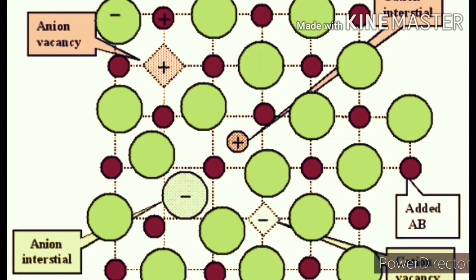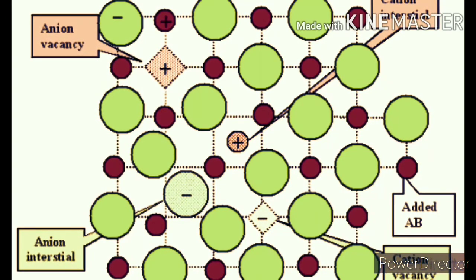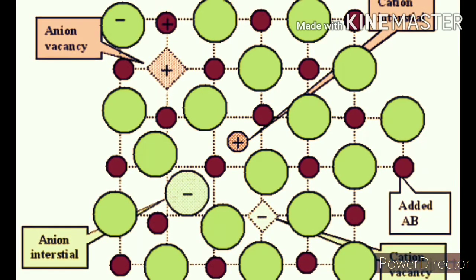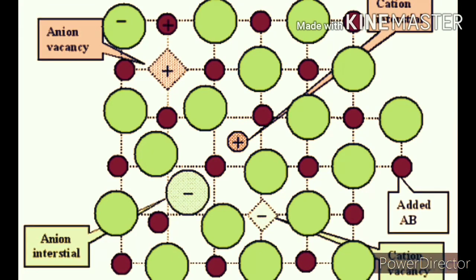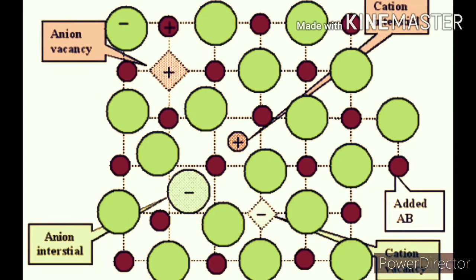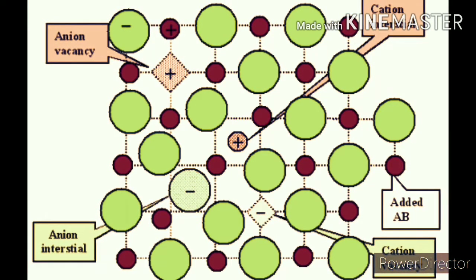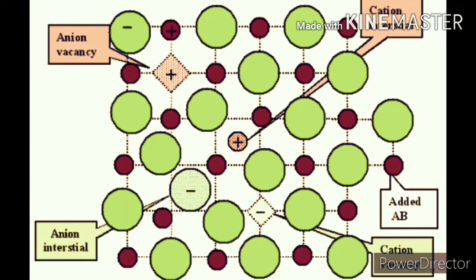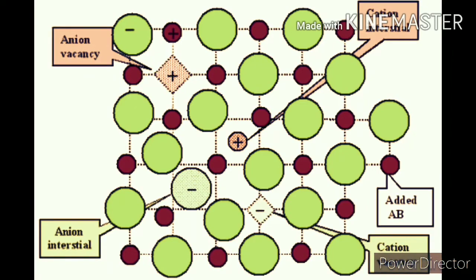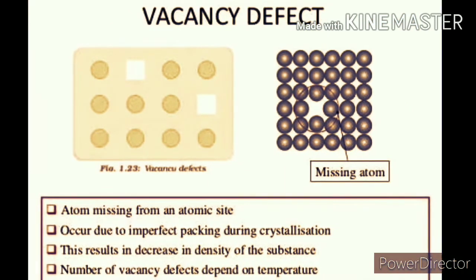In ionic crystals and in non-ionic crystals. In non-ionic crystals, there are 2 types of defects: interstitial defect and vacancy defect. In ionic solids, there are basically 2 types of defects: stoichiometric defect and non-stoichiometric defect, the latter comprising metal excess, metal deficient, and impurity defect. Let us take one by one in detail.